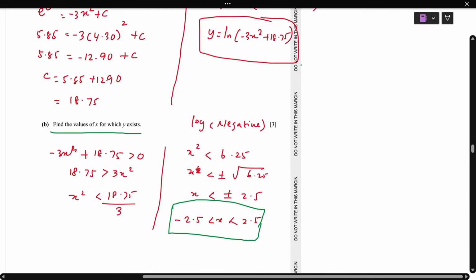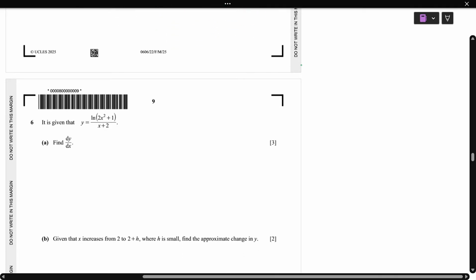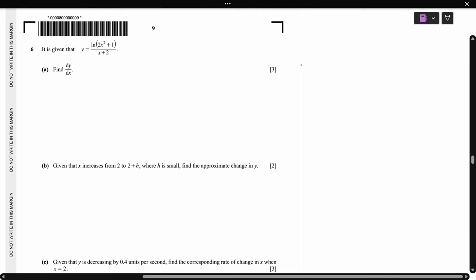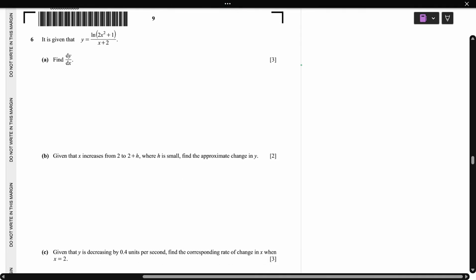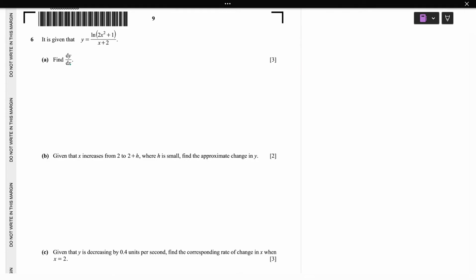Okay, so let's go for the next question. It is given that y equal to some function, find dy by dx. So dy by dx depends on x, with x in the numerator and x in the denominator, so we need to use the quotient rule.